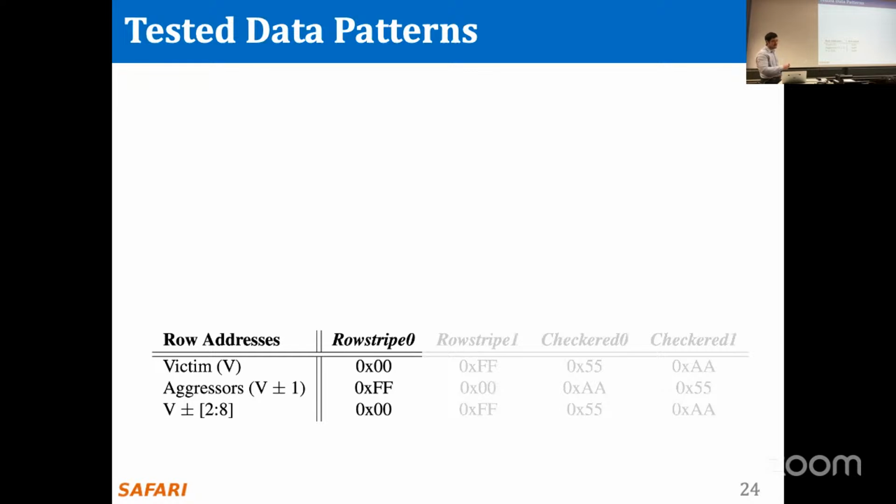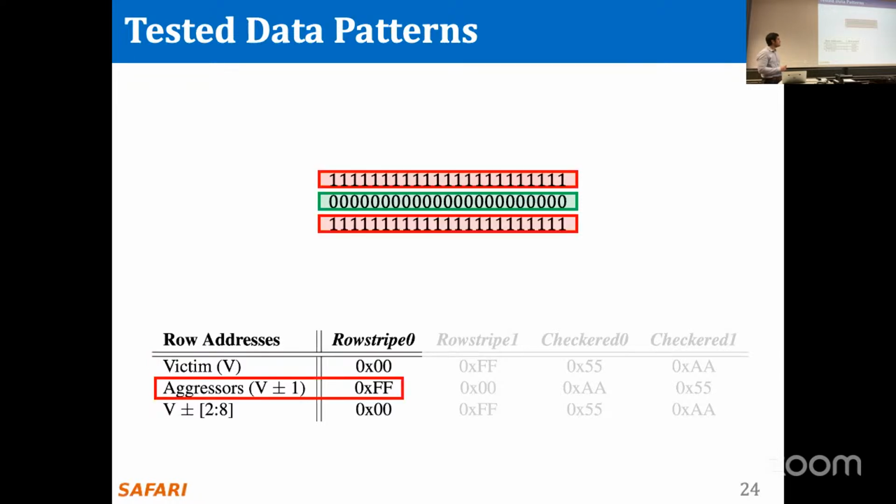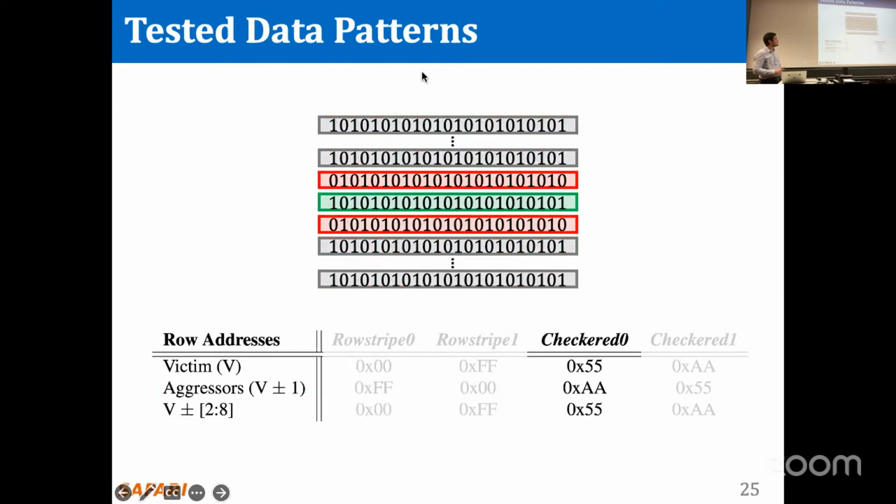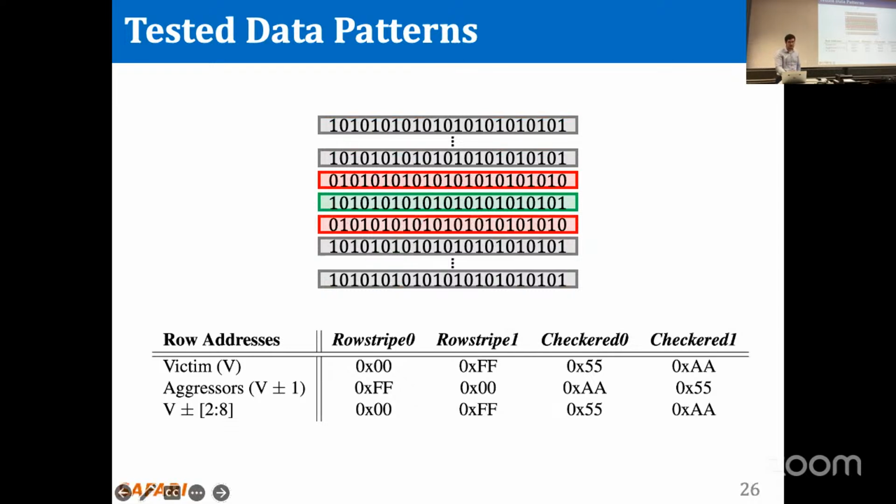I will explain how data gets laid out to DRAM rows based on an example. You have all zeros in the victim row. You fill the aggressors with all ones. I'm talking about the row stripe 0 data pattern here. And the 7 other rows neighboring each aggressor row with all zeros again. Here's what happens when you use the checkered 0 data pattern. You see how the data pattern changed. And yes, we use these 4 data patterns.